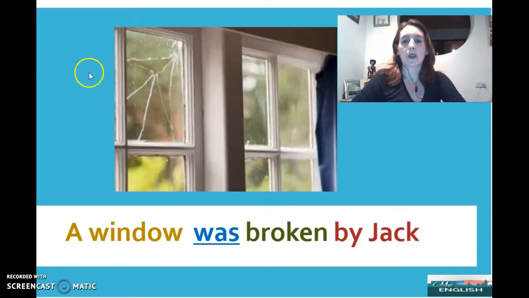What is the most important thing here? The action that happened there. A window that was broken.